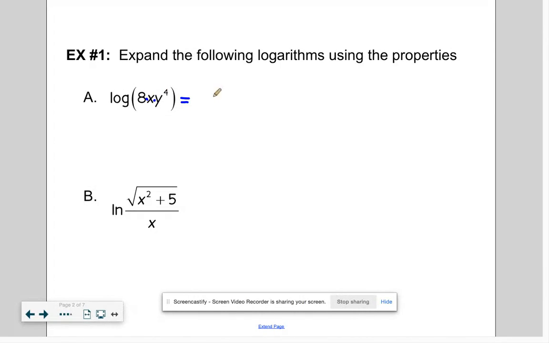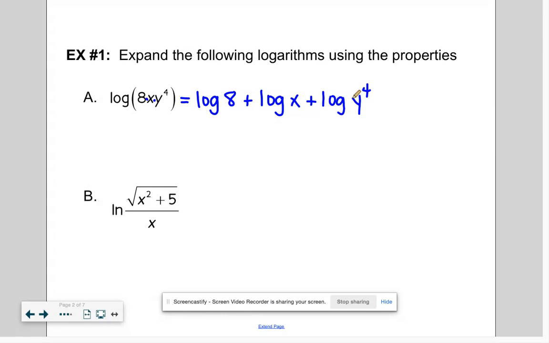I'm going to do this in two steps. I'm going to start with the product rule. Product rule is plus, which means I can break up each thing that's being multiplied with a plus sign in between each thing. Okay, so that's what this would give me here.